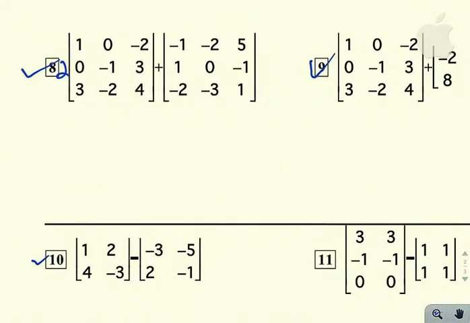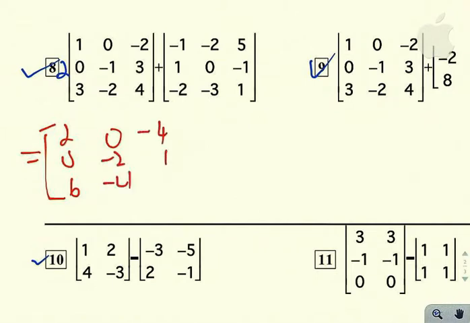For number 8, let's send the 2 through the first matrix. That will give you 2, 0, and 6. And then in the middle column, 0, negative 2, negative 4. And the third column, negative 4, 6, and 8. And we want to add that to the second matrix.